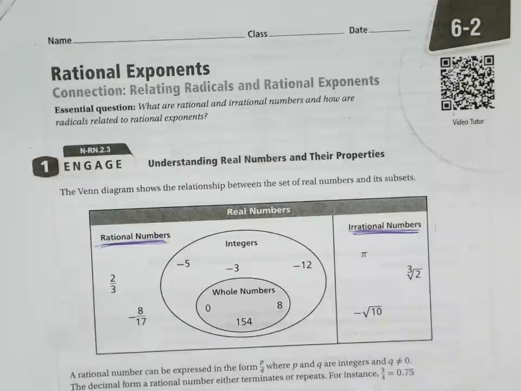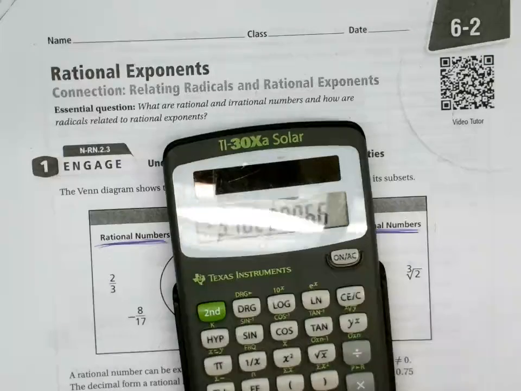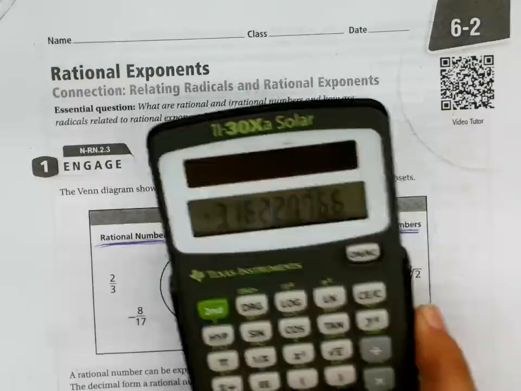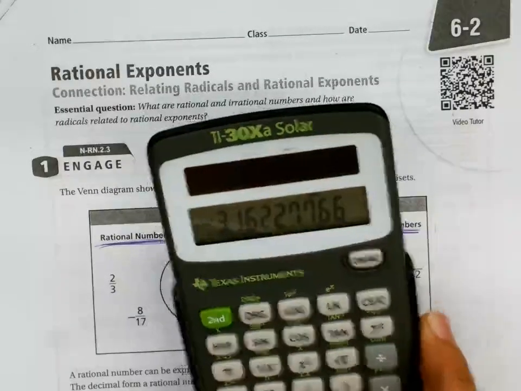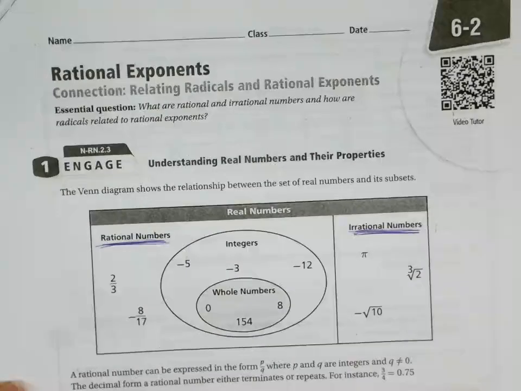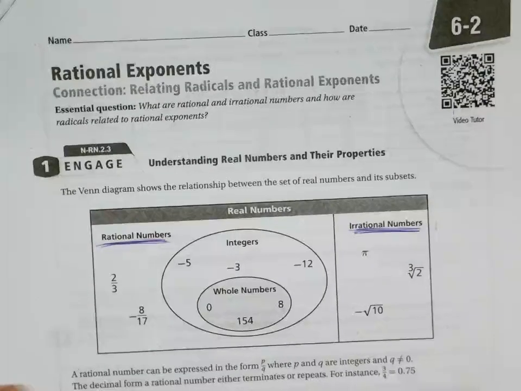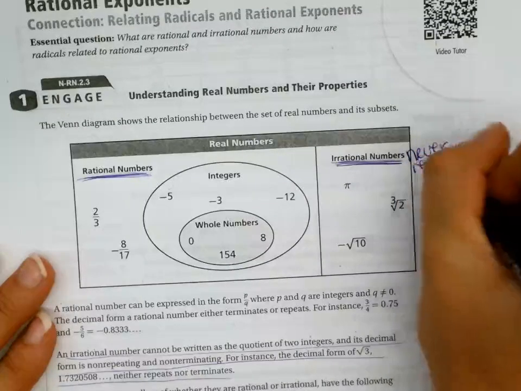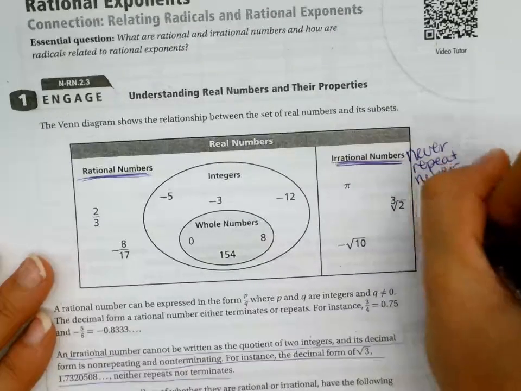If I did the negative square root of 10, negative 3.16227766, it is going to go on forever. It's just the calculator doesn't fit that many digits, but it will go on forever. It never repeats. It never terminates. It never ends, okay? So an irrational number cannot be written as a quotient of two integers. Its decimal form is non-repeating and non-terminating. For instance, the square root of 3 is 1.73200508. It neither repeats nor terminates, therefore it is irrational. So irrational numbers never repeat, never terminate. They never end.